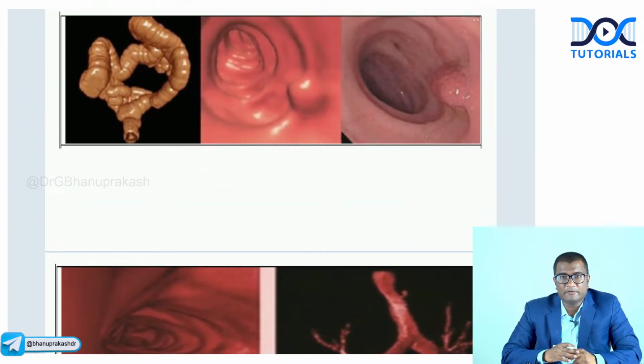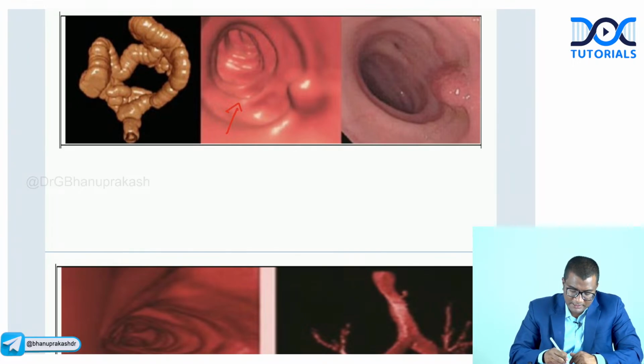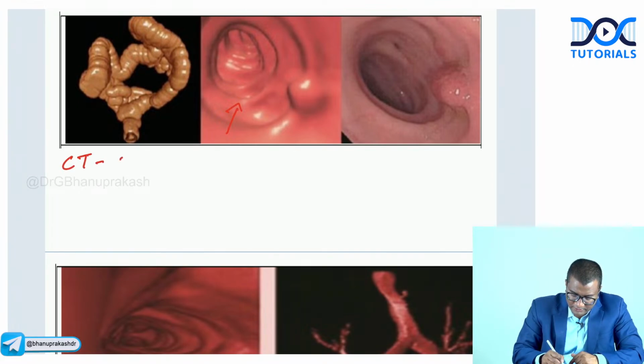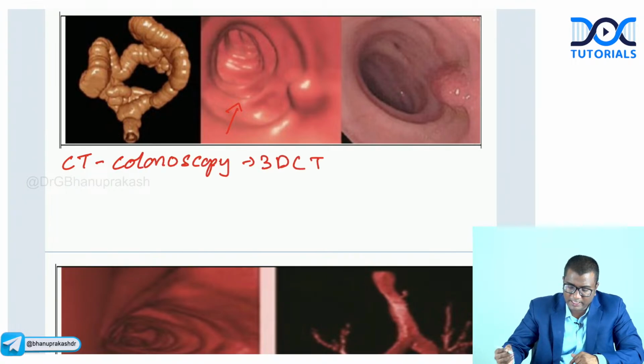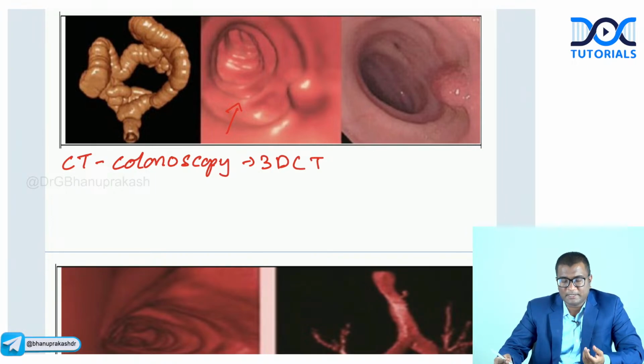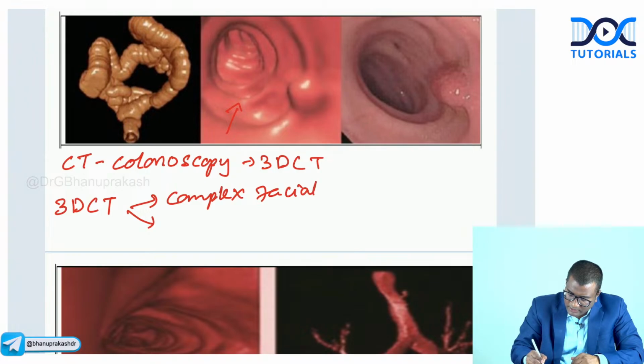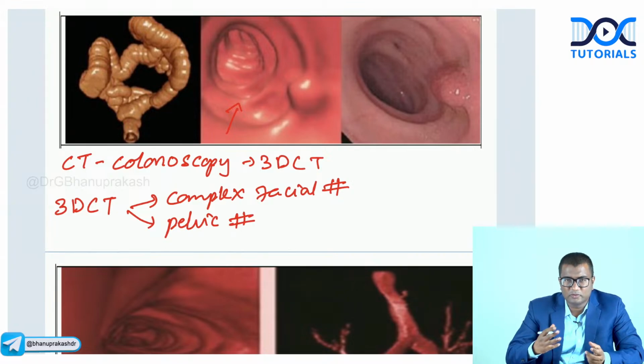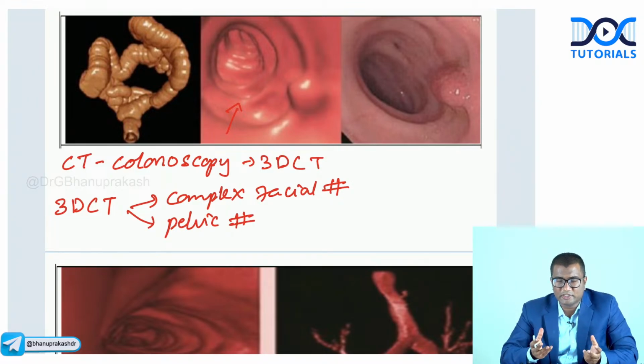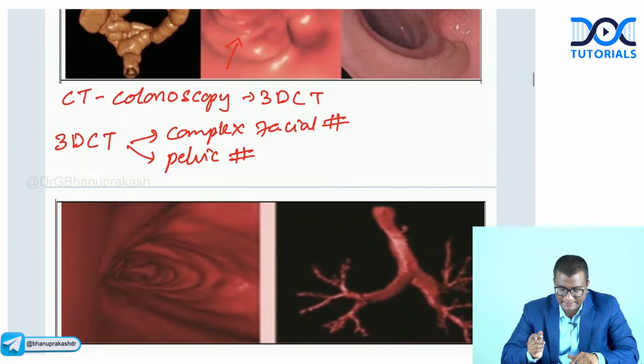Then in a CT scan, we can do volume reconstruction of the images, and you can get an endoluminal view, so the lumen also you can see. These 3D CT reconstructions can be CT colonoscopy, basically a 3D CT reconstruction to look at colonic polyps or masses. We can go further. 3D CT in general practice, we use it for complex facial fractures, right? To look at pelvic fractures, right? So a lot of bones will be there, and you want to look at small fractures. In facial fractures and pelvic fractures, we advise a 3D CT.